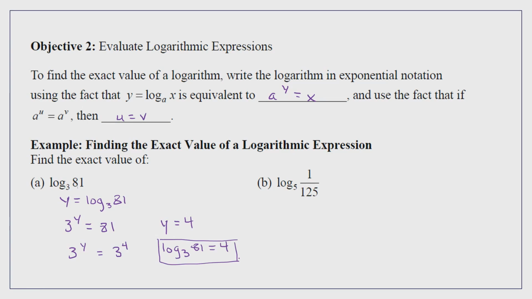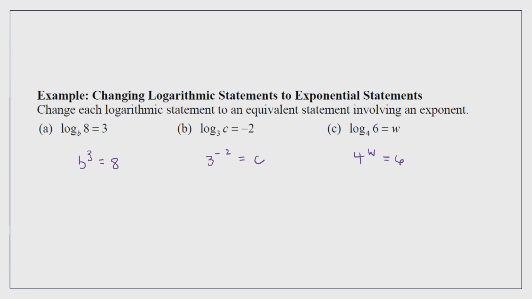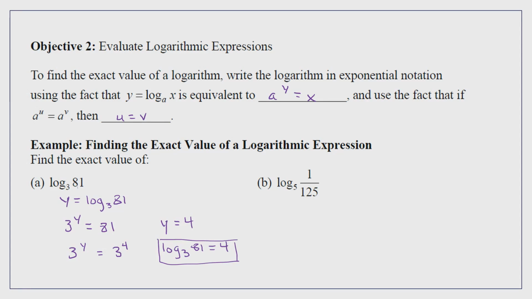Okay, let's solve b. So I have the log base 5 of 1 over 125. So we're going to set this expression equal to y. That's the first step that we're going to do. Then we're going to rewrite this logarithmic statement as an exponential statement. So that will be base 5 to the power y equals 1 over 125.